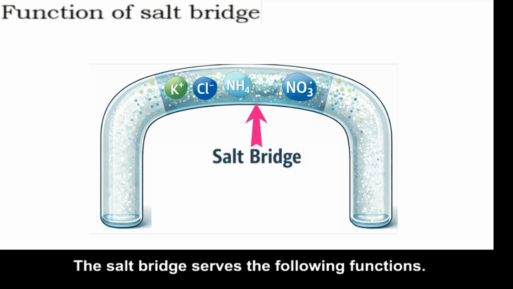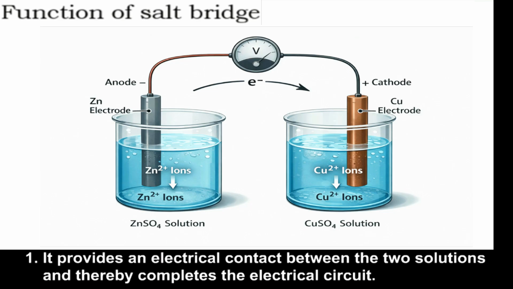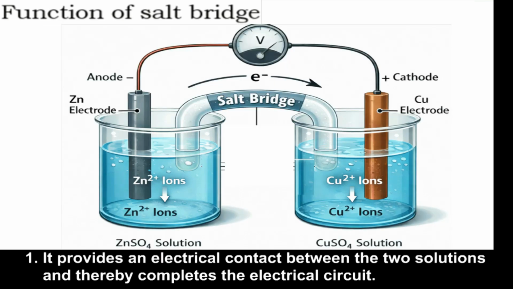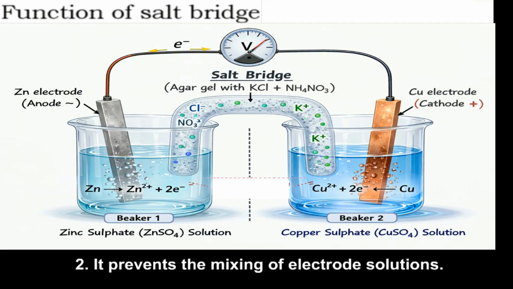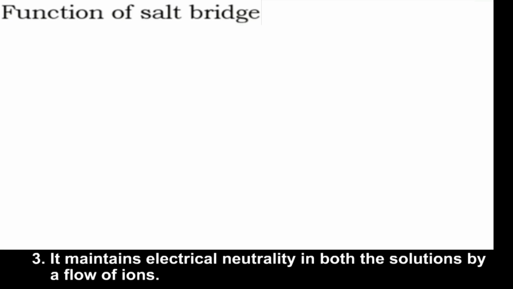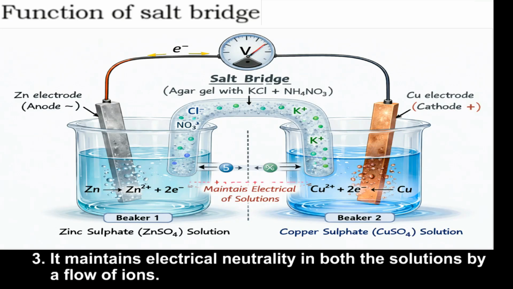Functions of the salt bridge. The salt bridge serves the following functions. 1. It provides an electrical contact between the solutions and thereby completes the electrical circuit. 2. It prevents the mixing of electrode solutions. 3. It maintains electrical neutrality in both the solutions by a flow of ions.